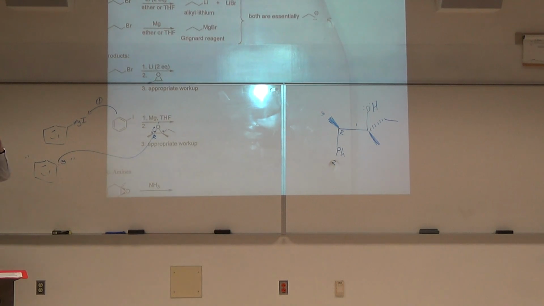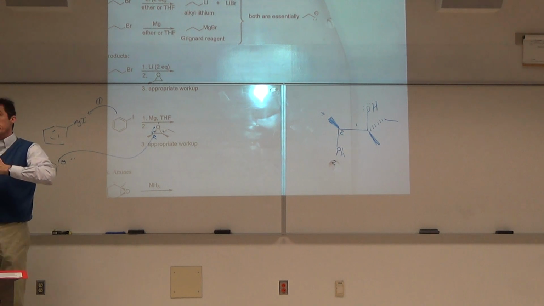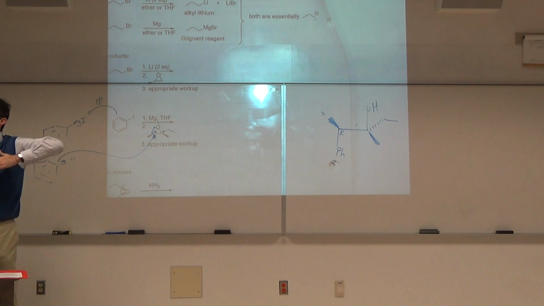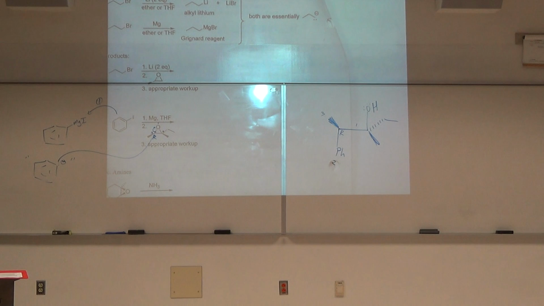Did the thing make sense? I mean, leaving group expelled, nucleophile comes in opposite the leaving group. What happens when you do that? These move up, right? The only difference is I'm going straight up. If I was like this, my elbow would be back, and when I did this, it would be forward. But that's not how it's drawn. Instead, it's drawn like this, and okay? It's still inverted.